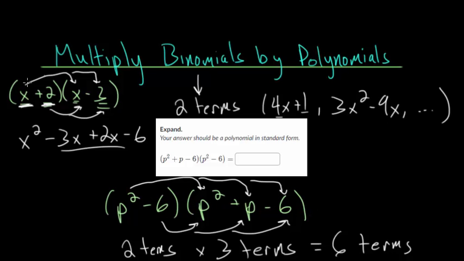But when you multiply 2 terms by 2 terms, notice you end up with 4. So that's not a coincidence. If this had another term, like for instance, if this had a plus 2p in the middle, then you would have 3 terms by 3 terms, and so in total you'd end up with 9 terms. So this is just a way to check that you're doing it the right way and you're not missing anything.